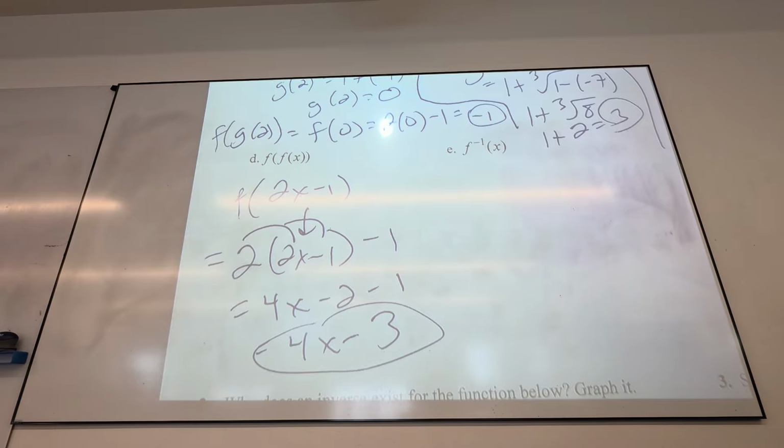Is that true for squares? The output is 16. Did it come from only one thing? No, it came from what? 4 or? Negative 4. You see what I'm saying? So, I really want you guys with me. To be a function, every input can have only one output.